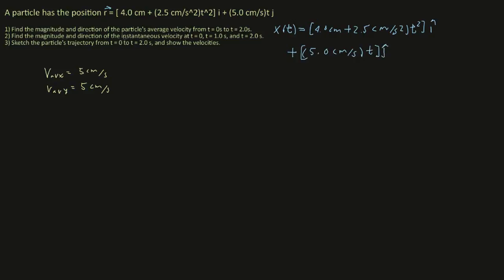And now it's asking for the instantaneous velocity, right? So now we have to find the instantaneous velocity. First, we have to get this equation into the equation of velocity. So how do we do that? We take its derivative, okay? So let's write it out here.